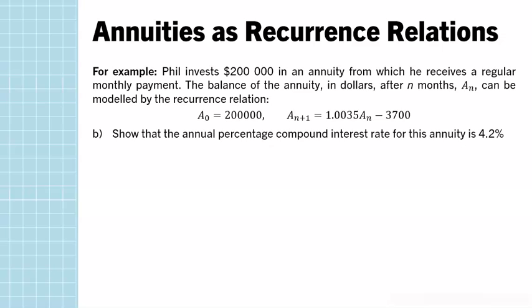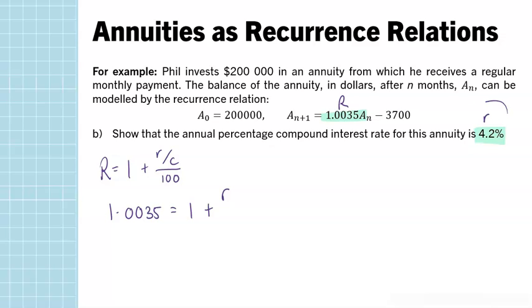We're now asked in part B to show that the annual percentage compound interest rate for this annuity is 4.2%. So finding that rate, remember, we utilise the interest rate to form our value of big R. We're expected to recognise that we would be using our formula for R, which is 1 plus our interest rate per annum over the number of compounding periods in a year, over 100. And we know that that value is equal to 1.0035. So we need to set up that equation.